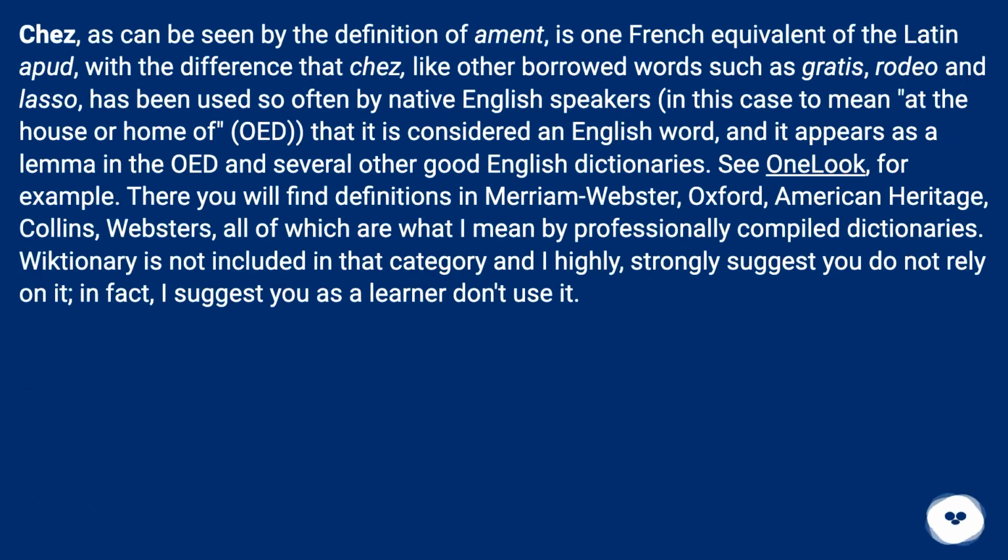On the other hand, Chez, as can be seen by the definition of aimant, is one French equivalent of the Latin Apud, with the difference that Chez, like other borrowed words such as gratis, rodeo and lasso, has been used so often by native English speakers, in this case to mean "at the house or home of" (OED), that it is considered an English word, and it appears as a lemma in the OED and several other good English dictionaries. See OneLook, for example. There you will find definitions in Merriam-Webster, Oxford, American Heritage, Collins, Webster's, all of which are what I mean by professionally compiled dictionaries. Wiktionary is not included in that category, and I strongly suggest you do not rely on it. In fact, I suggest you as a learner don't use it.